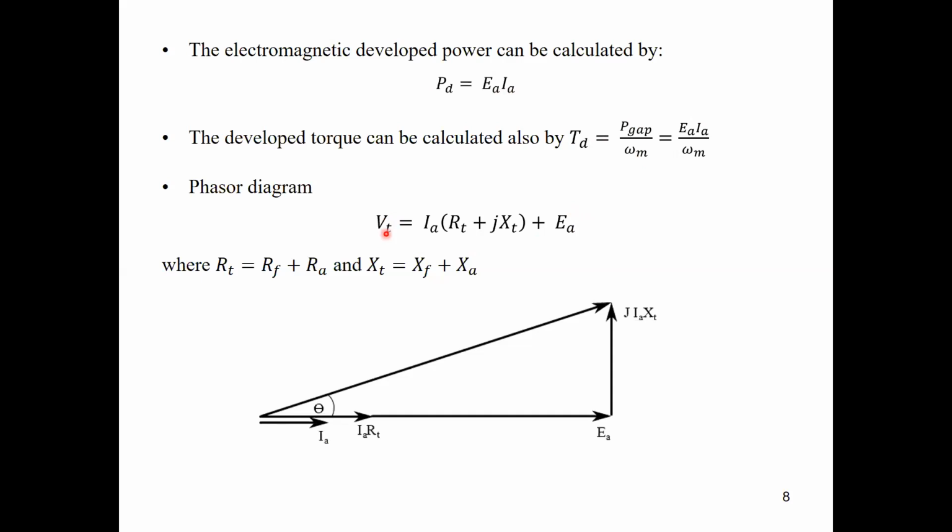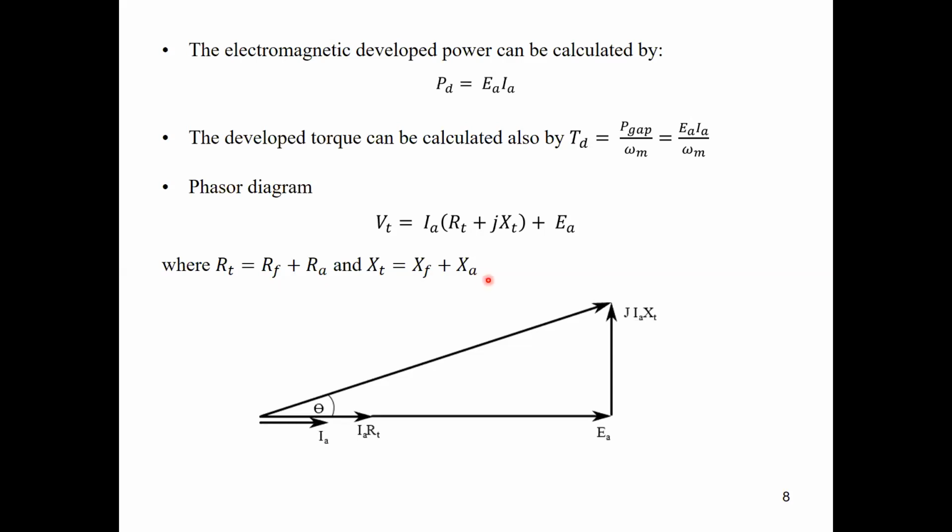So V terminal equals IA multiplied by R total plus jX total plus EA, where R total is the sum of total resistances, like the field circuit and armature circuit, and X total represents the reactance of the overall windings, XF plus XA.